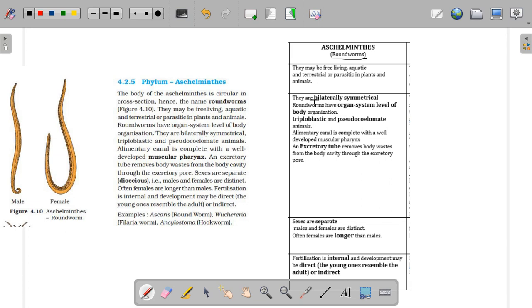Most of them are free living. That means they are not depending on others, they don't live as groups, and they are aquatic and even terrestrial also. That means they can live not only in the water, but some forms of these organisms even stay on the land or in the soil, out of the water. Most of them are parasitic in nature on plants as well as in animals.